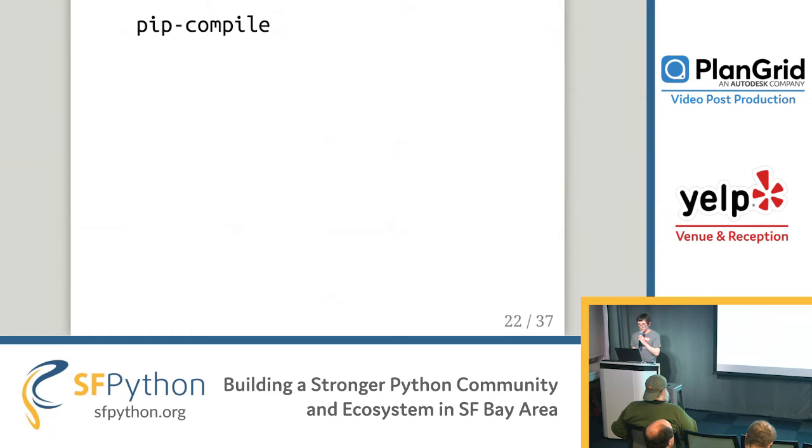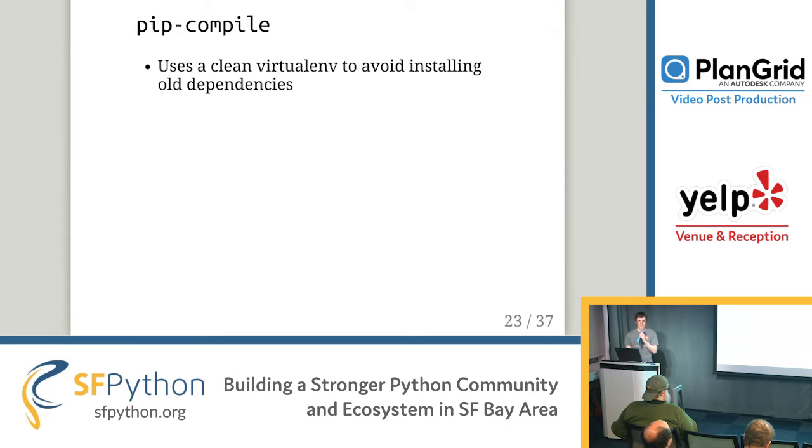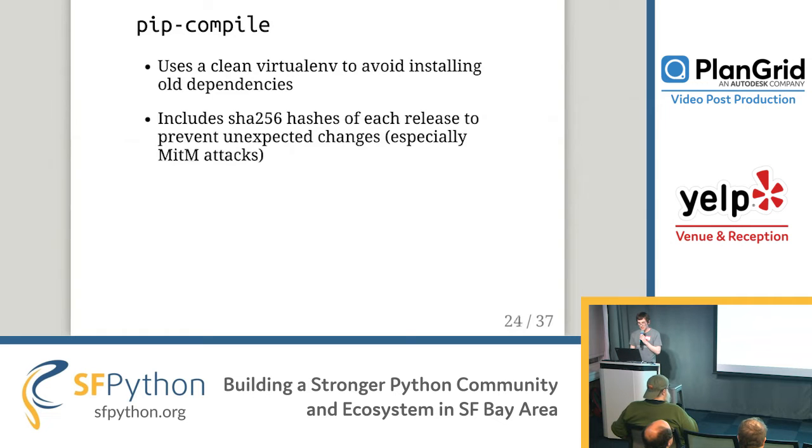So over time, we've developed some tools to help us with these problems. One of the earliest is pip compile. It's part of the pip tools family. So that uses a clean virtual environment every time to avoid installing the old dependencies. It includes hashes of all of your dependencies, so that if a file gets updated or if there's a man-in-the-middle attack, the pip install will fail instead of you downloading something potentially bad or potentially subtly broken, and gives you a really, really loud indication of what's gone wrong.